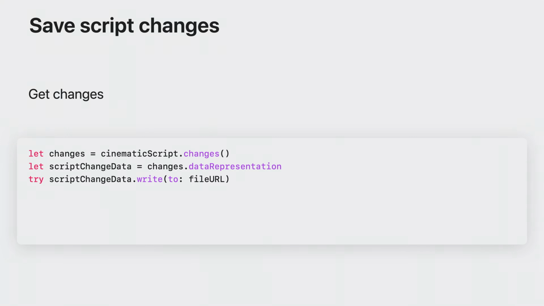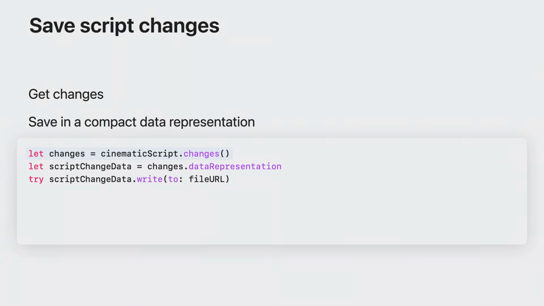The script changes can be saved in a separate data file, and saving the changes separately means the original remains unchanged, and the changes can always be reverted back to the original. So, I get the script changes, get the changes as a compact binary representation, and write the changes to a data file. The Cinematic API handles the data representation. And you will need to store this data in your app so it can be reloaded to your needs.